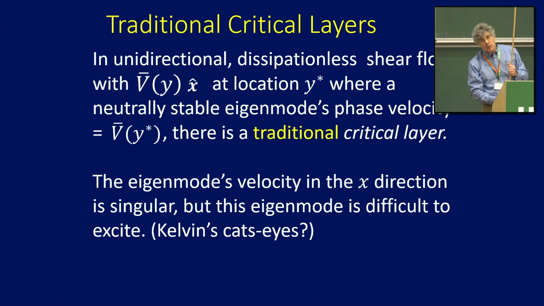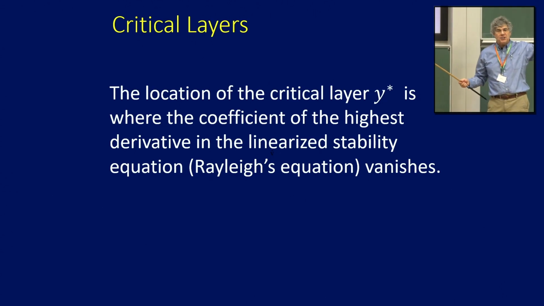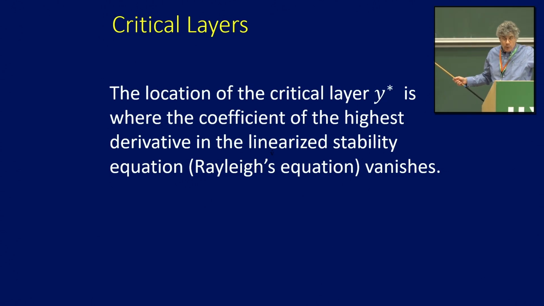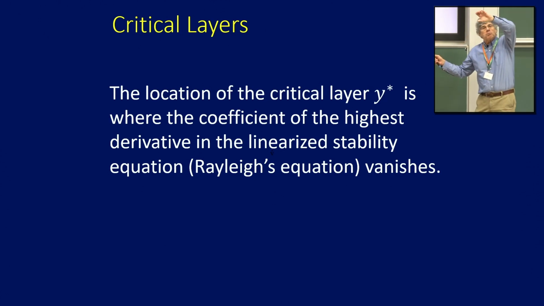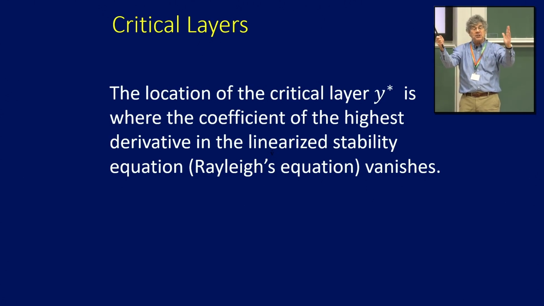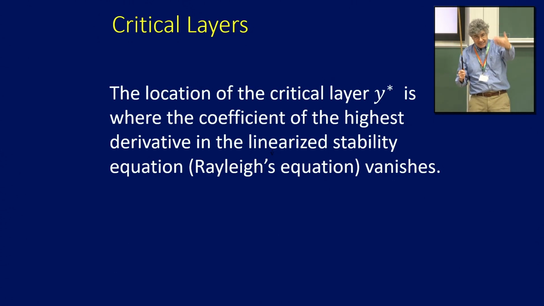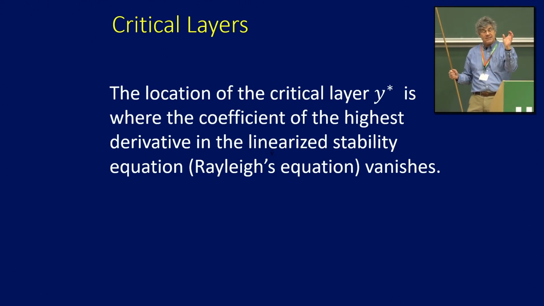Kelvin was the first one, I believe, that talked about critical layers. He talked about cat's eyes. Mathematically, if you write down the governing equation, which for just a constant density fluid would be Rayleigh's equation, an equation for the stream function, and the coefficient of the highest order derivative term ever vanishes, you have a possibility of a singular solution. The value of y, or y star, where that coefficient is equal to 0, is where you get a critical layer.